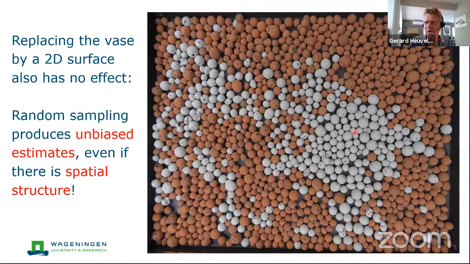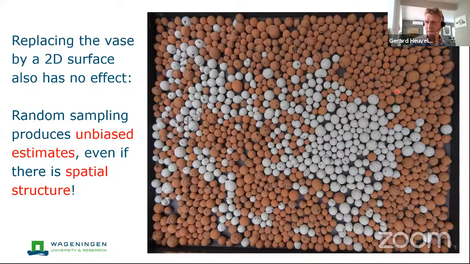And if we would not have a vase, but we would replace it with a two-dimensional surface, and we would distribute those balls over that two-dimensional surface, and we would randomly select 30 of these balls and count how many of them are gray, and use that as an estimate of the proportion of gray balls for the whole surface, it would still work because we take a random sample. Even though there is a spatial structure in here, and the gray balls are mostly over here, and here there are none of them, it really doesn't matter because we take a random sample.